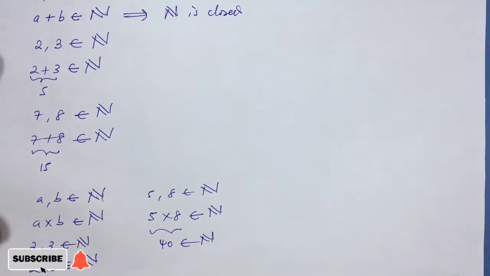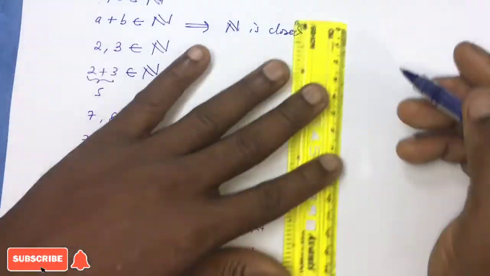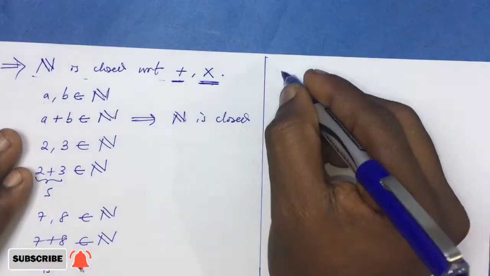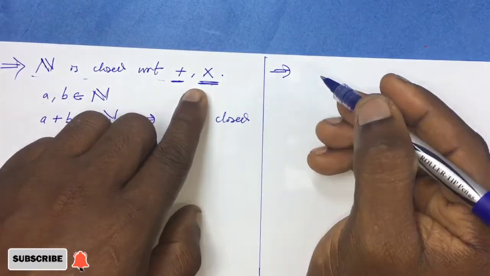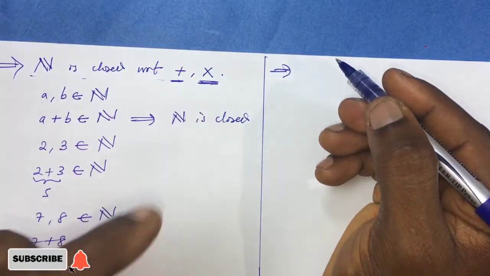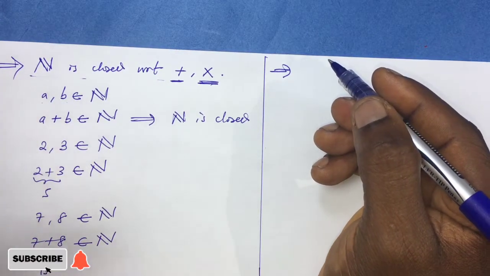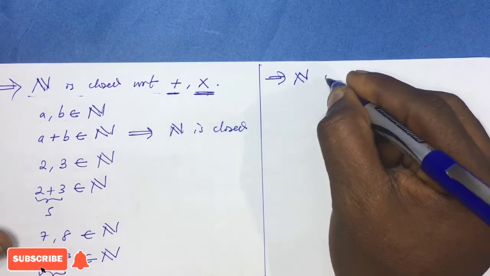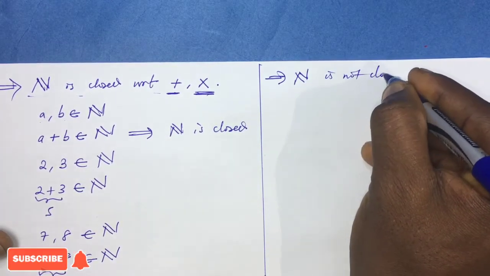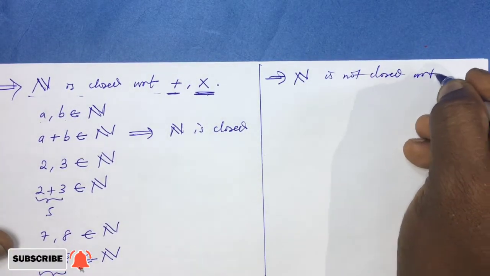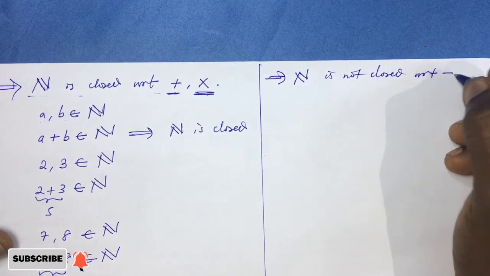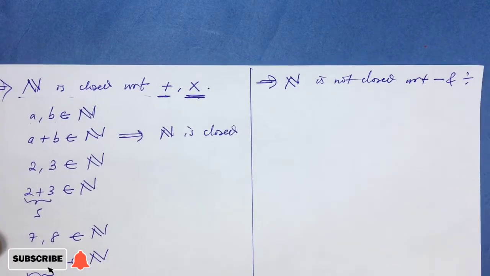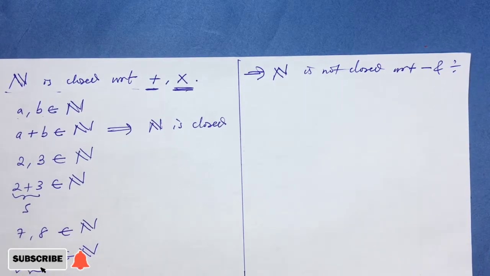Okay? Now, that brings me to the next property. The next property of natural numbers I want to show you: whereas n is closed with respect to addition and multiplication, however, n is not closed with respect to subtraction and division. N is not closed with respect to subtraction and division.